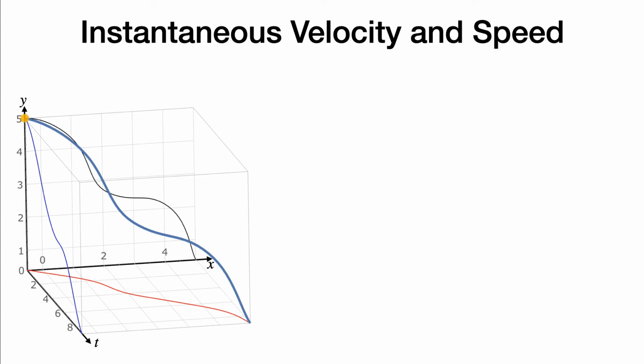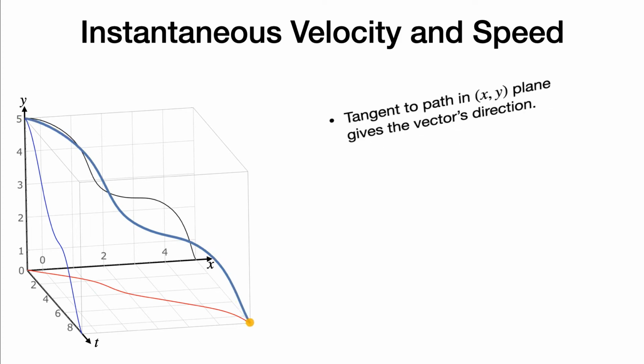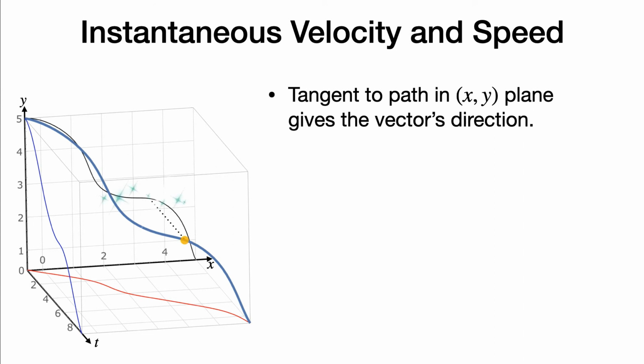Here, I'm showing you a three-dimensional plot where in addition to showing the path through the xy plane, I've also added an extra dimension showing the time. And now the path of the particle through space and time is shown by the thicker blue line that the yellow dot is following. Now, the tangent to the path in the xy plane gives the vector's direction. This is shown on the back plane of the plot.